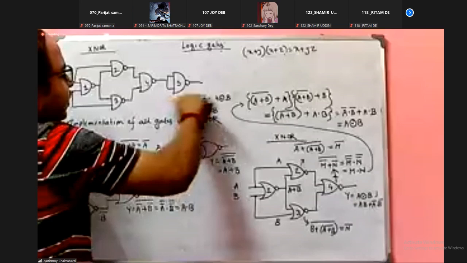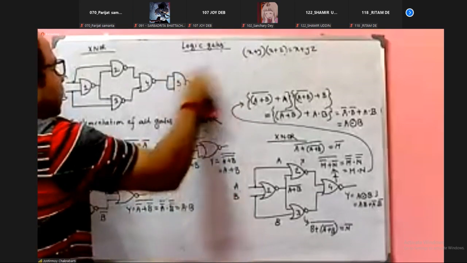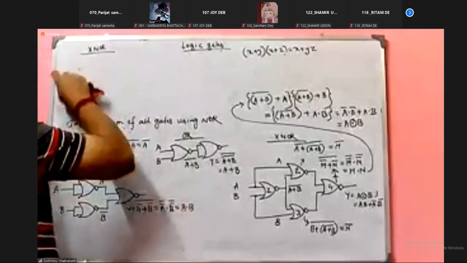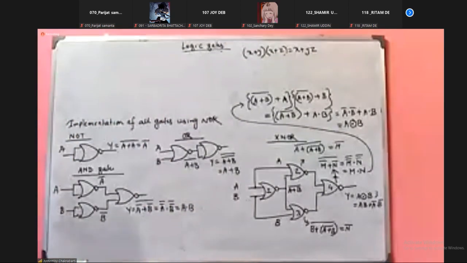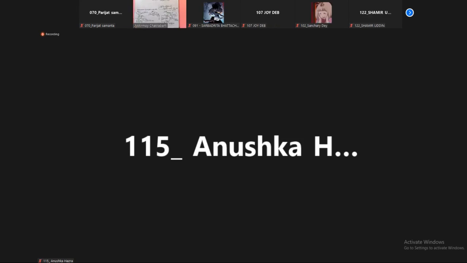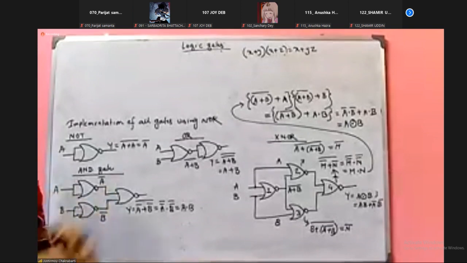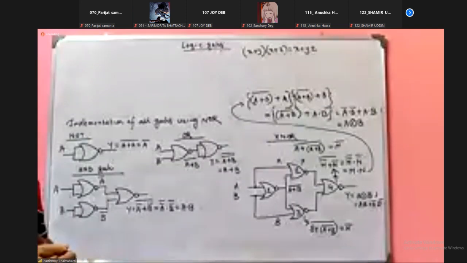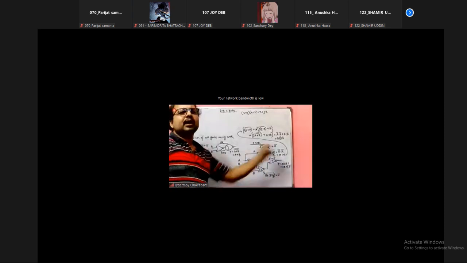Similarly, we can implement an XOR circuit using NOR. How? Because we know the relationship between XOR and XNOR. They are inverses of each other. So if you connect an inverter there, this circuit will become an XOR.